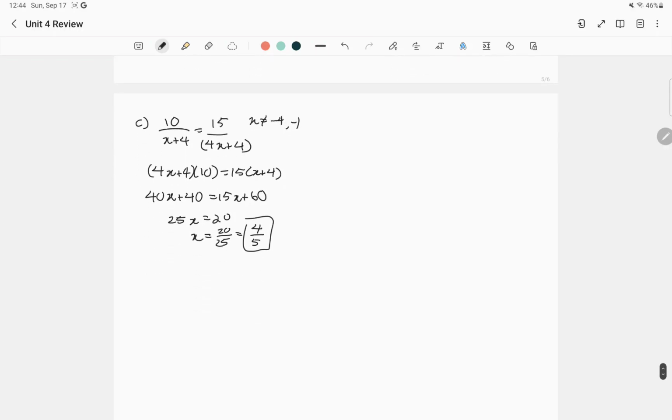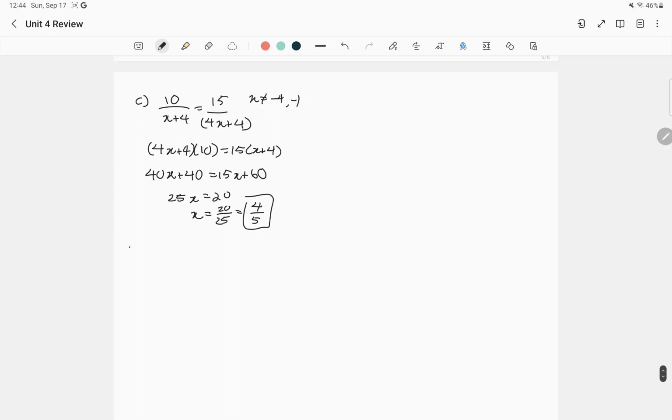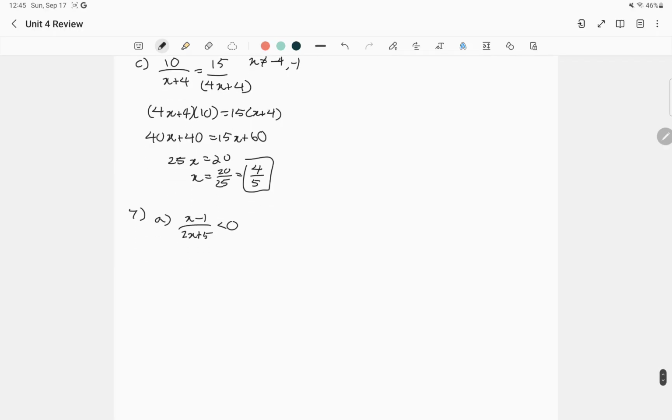Our next question is going to be: solve the following inequalities. So 7. Solve the following inequalities. A, x minus 1 over 2x plus 5. This is less than 0, my apologies.